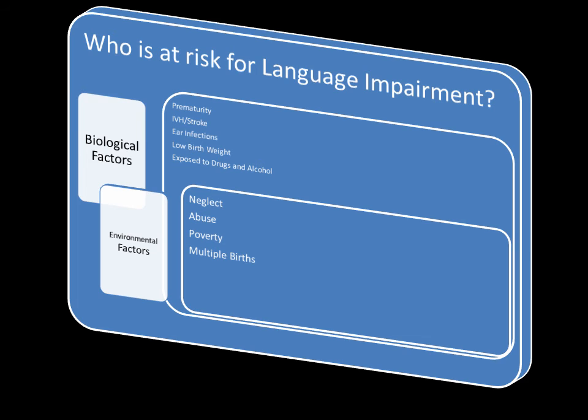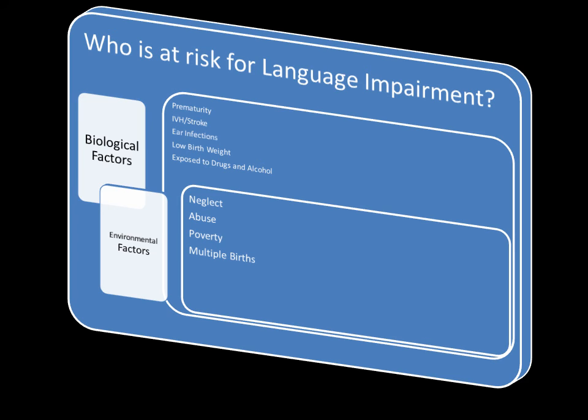Ear infections can greatly impact language development. If children are having intermittent ear infections throughout development, this can impact their ability to acquire sound and language development. Low birth weight is a factor. Children are not healthy. They're not able to acquire certain skills. If they've been exposed to drugs and alcohol in utero, that can impact language development.